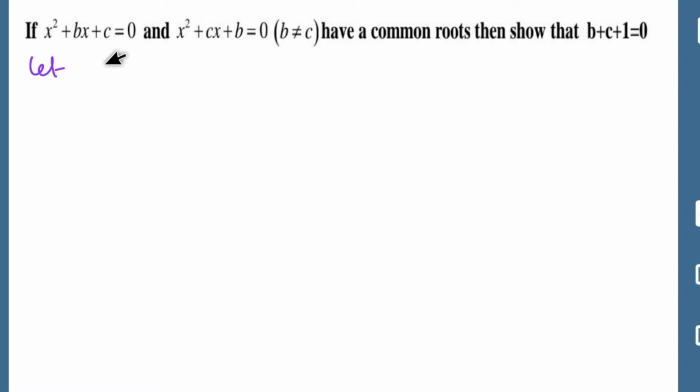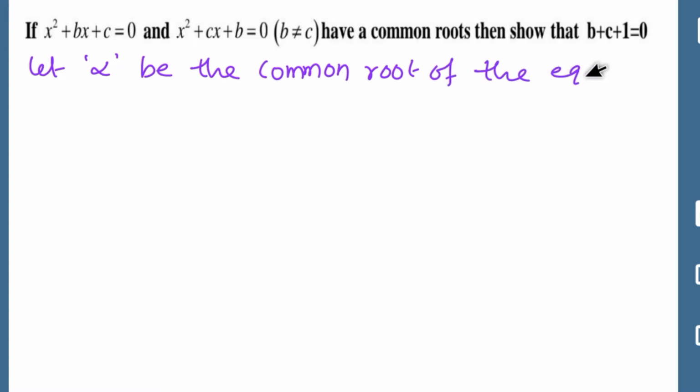Let us assume that alpha be the common root of the equations. Alpha is the common root of both. If alpha is a root, then every root satisfies the quadratic equation. So in place of x, substitute alpha.